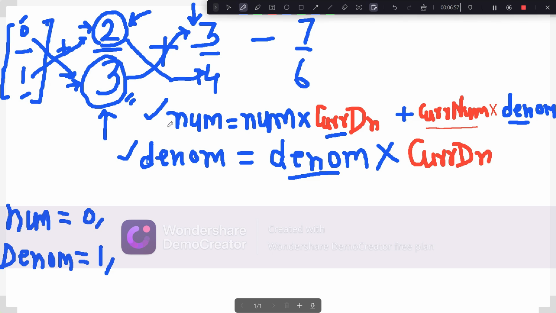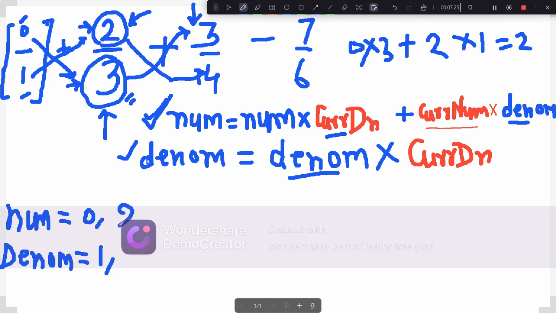So what would be the value of num here? We will calculate. Num equal to, basically it is 0, right? And denominator we have 3, right? Then we have to make the plus. Carnum equal to 2, and denominator equal to 1, right? We started with 1, so into 1. So what is the final value? It would be 2. So this would be our num value. Our new num value is 2.